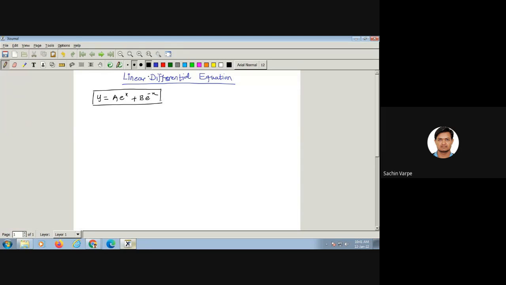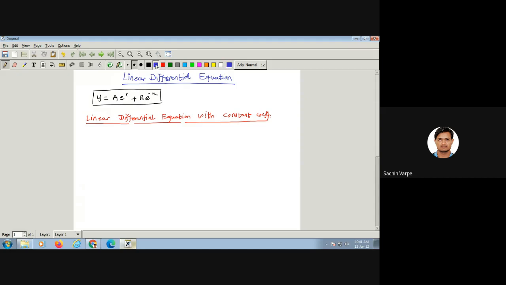So let us start with, in particular, now the linear differential equation with constant coefficient here. Linear differential equation with constant coefficient. LD with constant coefficient. Okay.